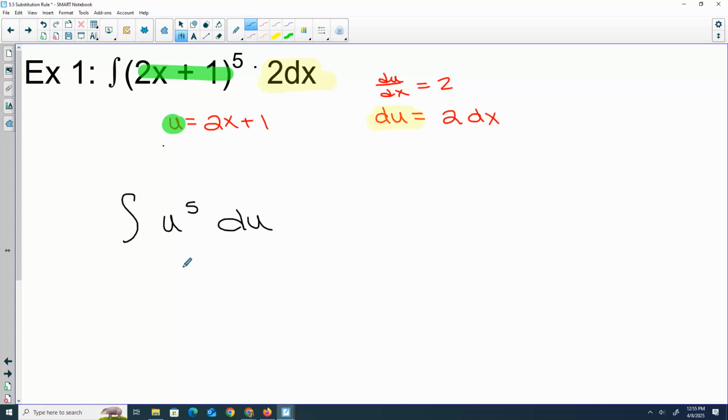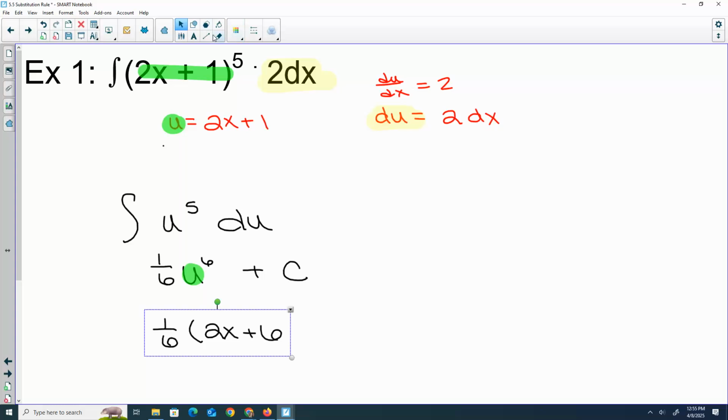Antiderivative of u to the 5th: add 1 to the power, throw a 1/6 in front. We don't have anything to plug in, so it would get a plus c. Then the final thing is, at the end, I don't want u. What is u? 2x. So the antiderivative is 1/6 times (2x plus 1) to the 6th plus c.